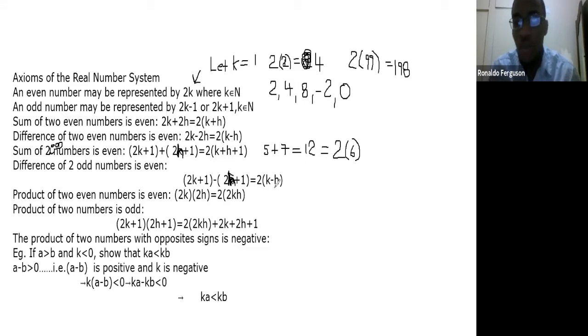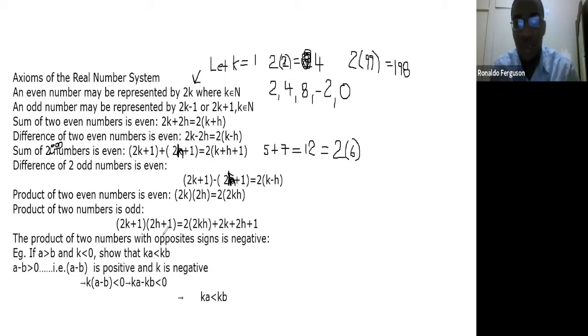Now the next thing we need to talk about is the product of two even numbers. When you multiply 6 times 6 you get 36, that is still even. You multiply 4 times 4 you get 16, that is even. So when you multiply any two even numbers, you're always going to get an even number. Guaranteed.